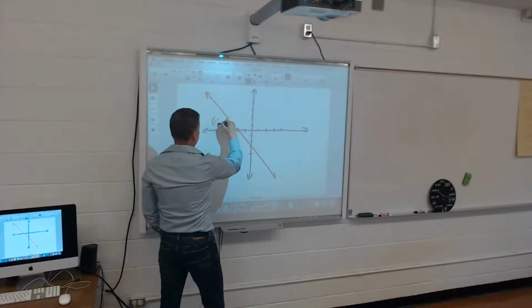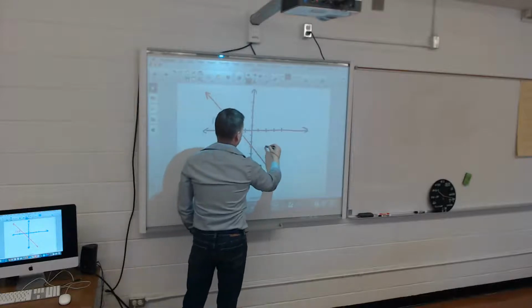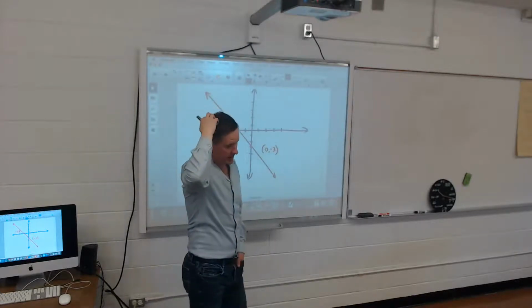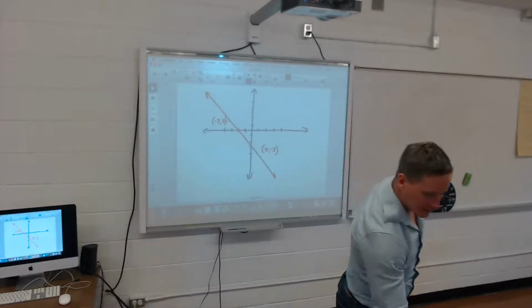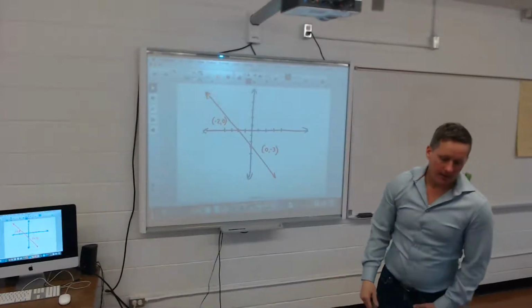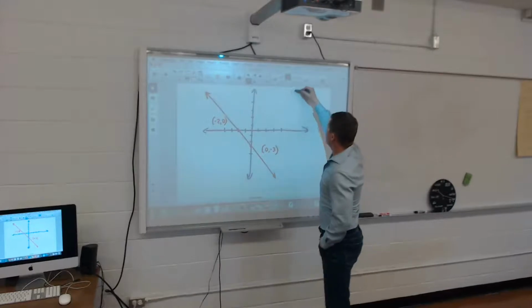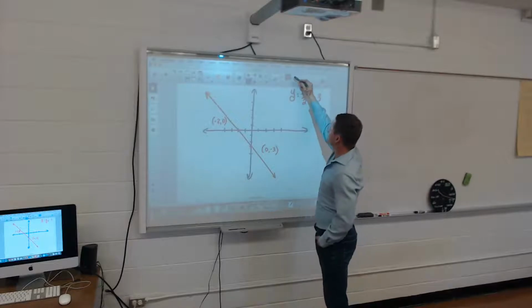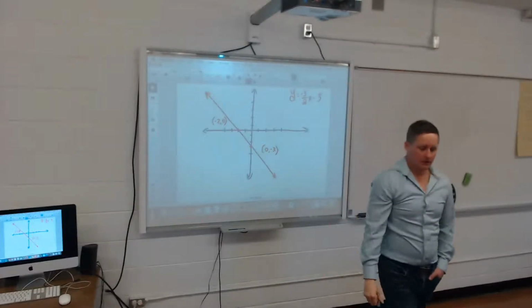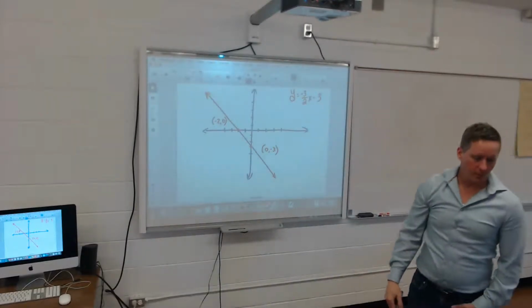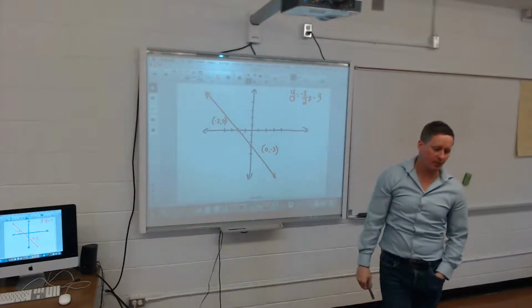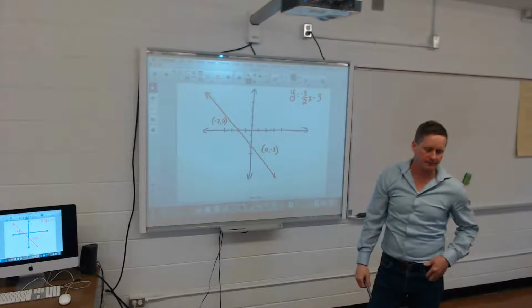So this was negative 2 and 0. This was 0 and negative 3. Okay? Now the original equation they gave us was this. So, what's my starting coordinate? If I'm going to graph using the slope-intercept form, what's my starting coordinate?